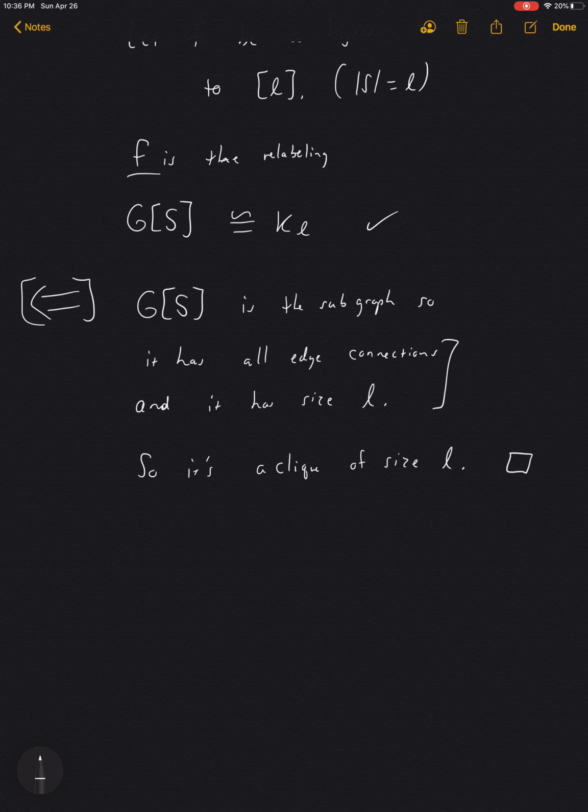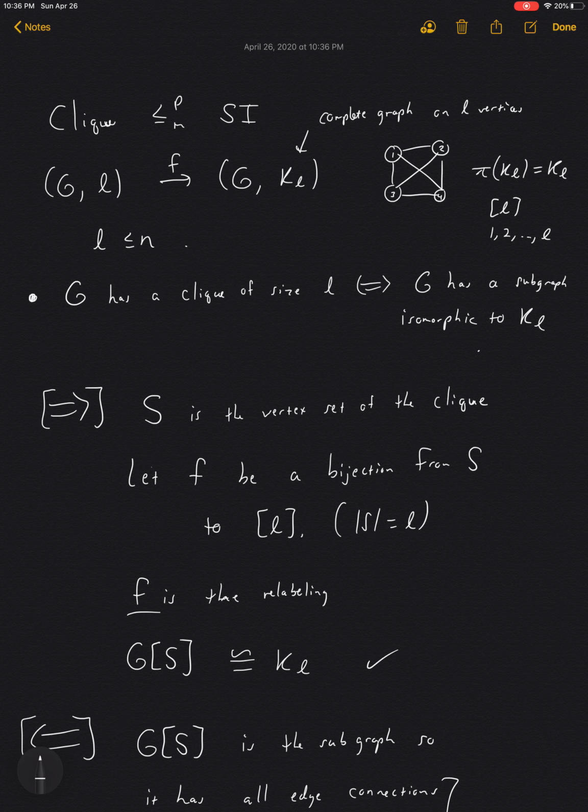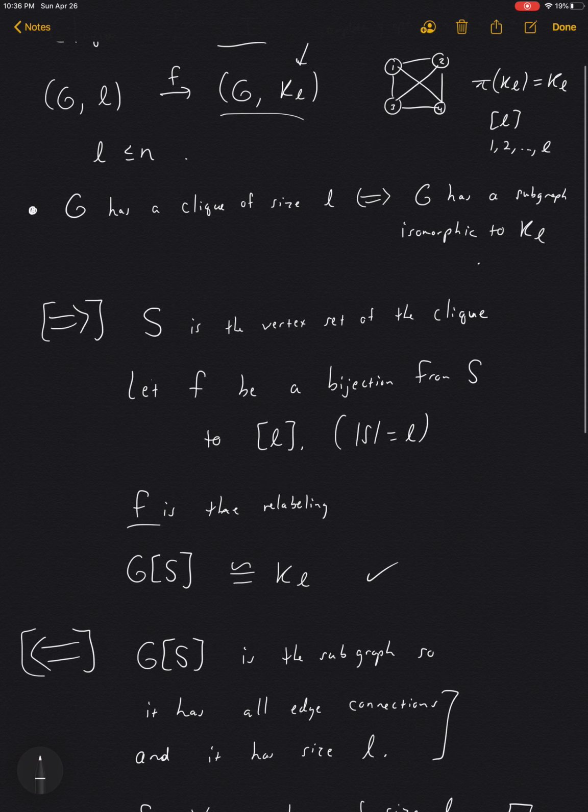The proof's almost immediate because these two problems fit really nicely together. Subgraph isomorphism is just a more general version of clique. You can immediately solve clique if we knew how to solve subgraph isomorphism. So the reduction's very, very simple.